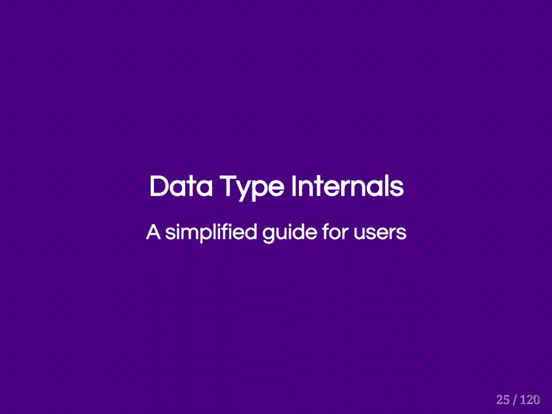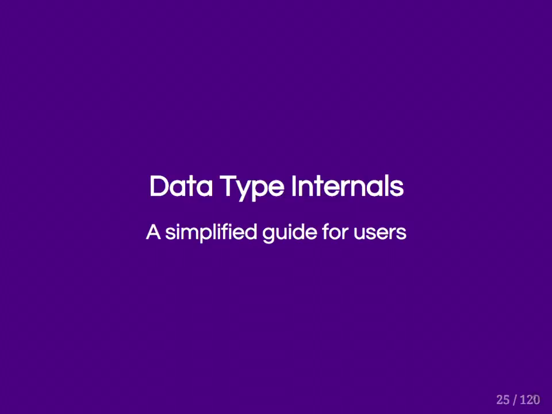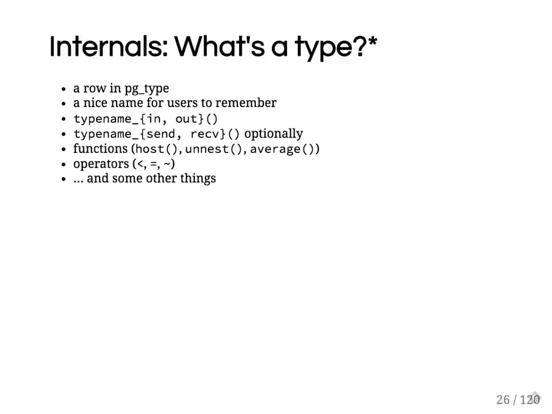All right, how do data types work? How many people know how data types work internally? Couple. Okay, good. This will hopefully be interesting to you. A data type is a row in the pg_type table. If you have Postgres on your laptop, you can say select star from pg_type and see what types you have and what they do. So the components of that row are a user-friendly name to remember, like bitstring or XML or JSONB, a type name in and out function, and a send and receive function, which performs a similar function for binary representation.